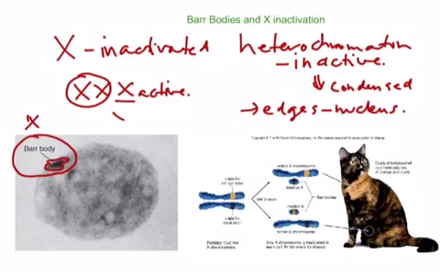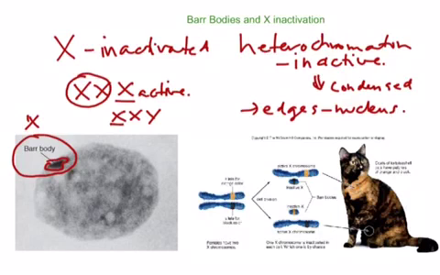In some males, occasionally, you'll get 2 X's and a Y, in which case you'll see 1 Barr body in such a male. Normally in males with an X and a Y, you wouldn't see any Barr bodies because there's only 1 copy of each chromosome.